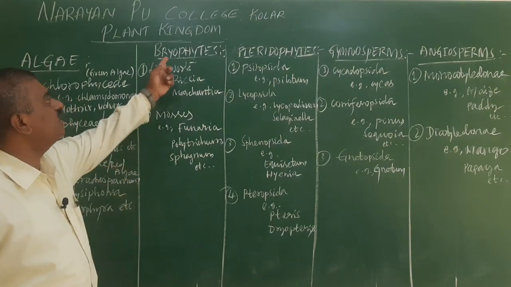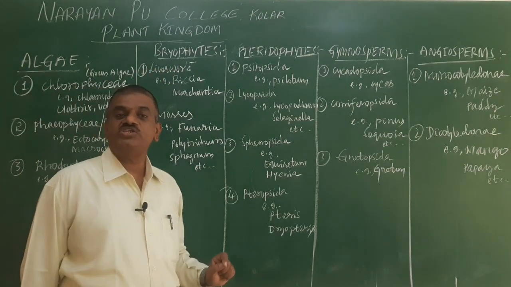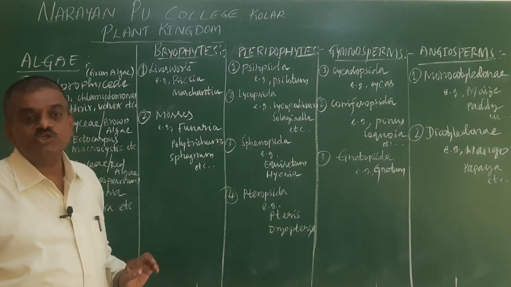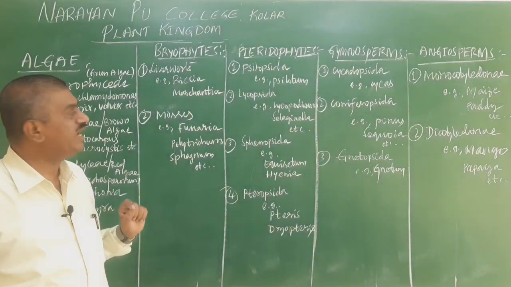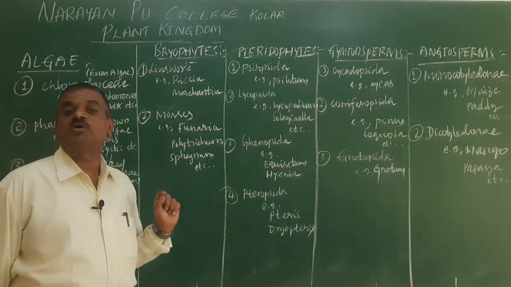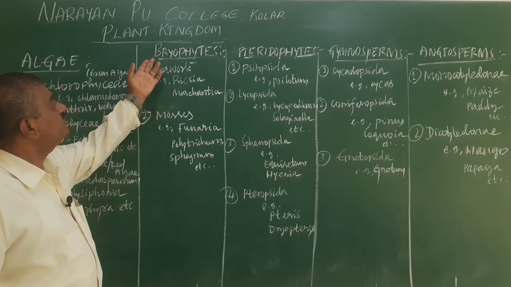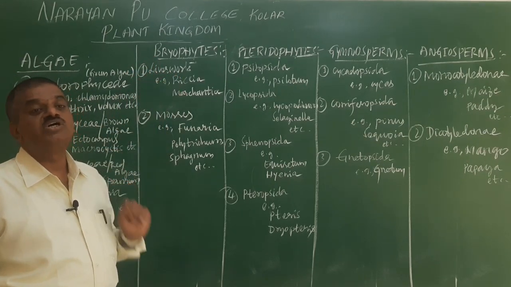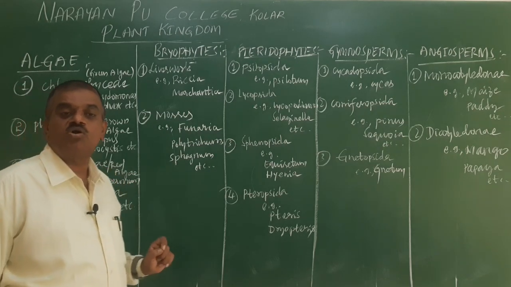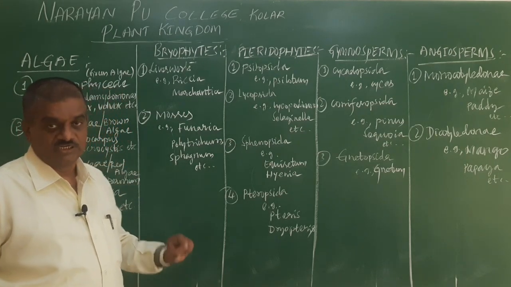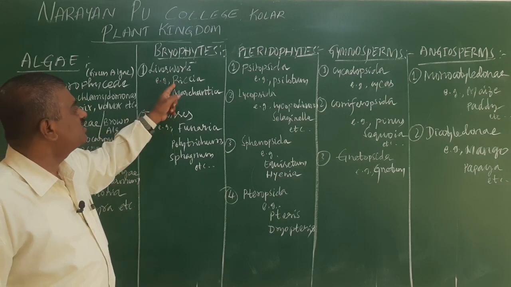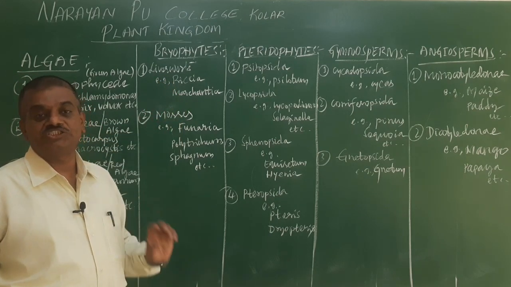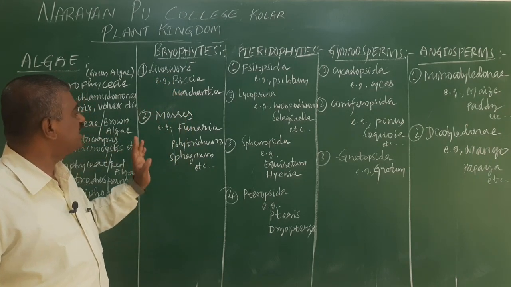When we come to the bryophytes, they are also called non-vascular plants, amphibians of the plant kingdom, or botanical snakes. In this there are two classes. One is liverworts, also called Hepaticopsida. The examples for this are Riccia and Marchantia.